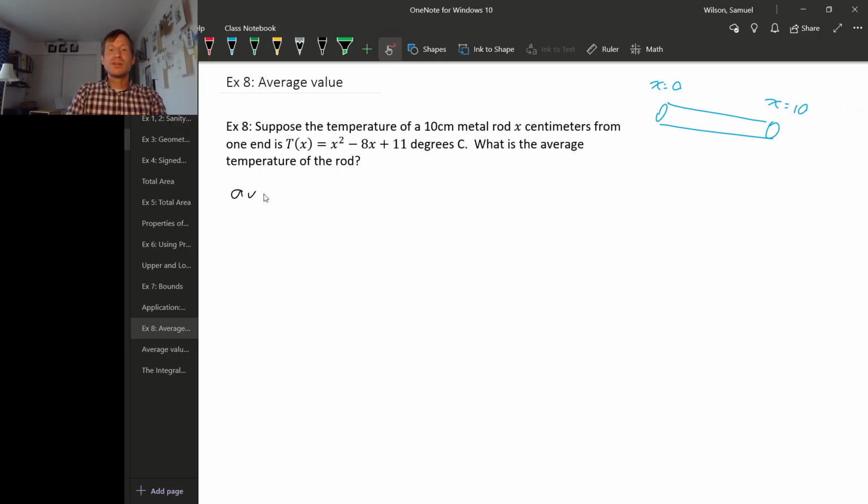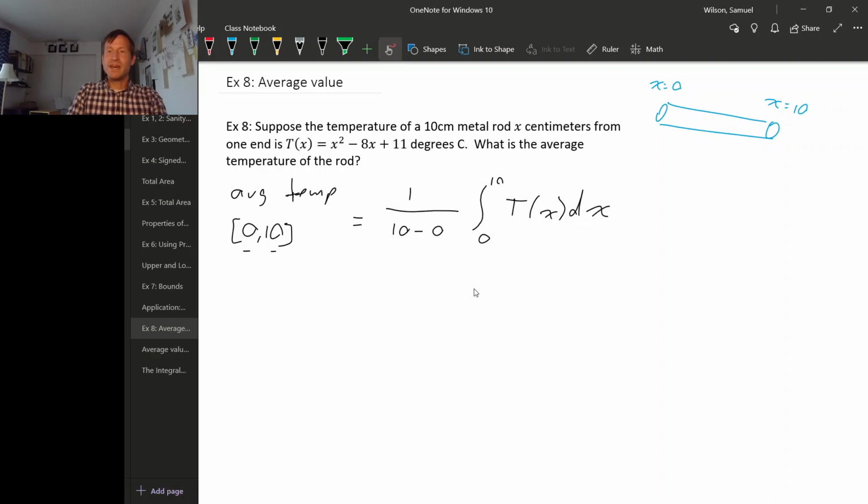Well, the average temperature, the x values that we are going to use are from 0 to 10, because those are the x values where we actually have rod. So we just need to find the average temperature from 0 to 10. And we have a formula for that. So it's 1 over the right-hand end of the interval minus the left-hand end of the interval, times the integral over that interval. So the integral from 0 to 10 of our temperature function, T of x dx. Now all we need to do is calculate this integral.